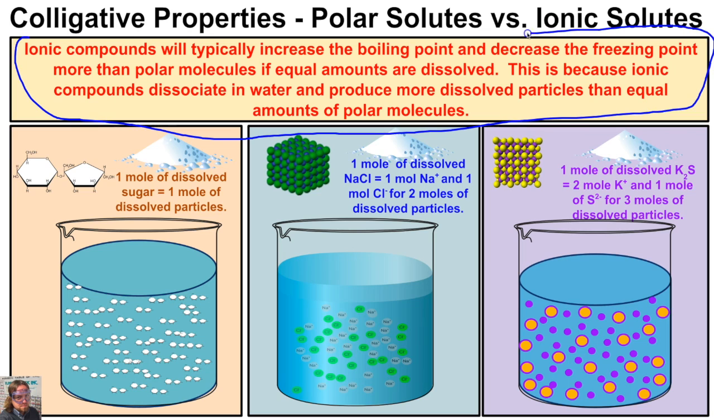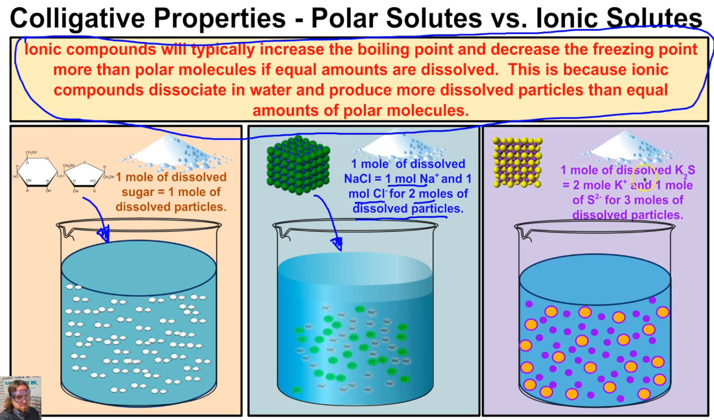This is because ionic compounds dissociate in water and produce more dissolved particles than equal amounts of polar molecules. So right here, once again, we have some sugar, and when we put 1 mole of sugar in here, it's going to produce 1 mole of dissolved particles in this solution because it does not dissociate, it does not break apart. If we take this 1 mole of sodium chloride and put it in here, it's going to dissociate and produce 1 mole of sodium ions and 1 mole of chloride ions for a total of 2 moles of dissolved particles.